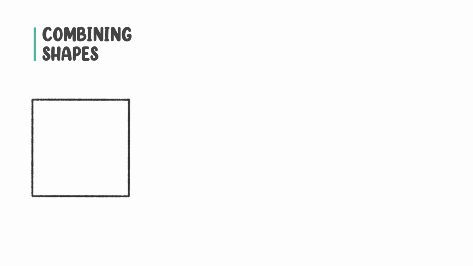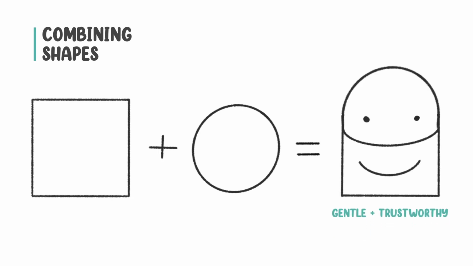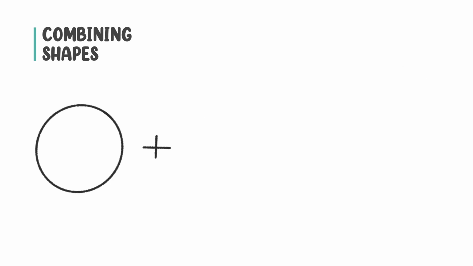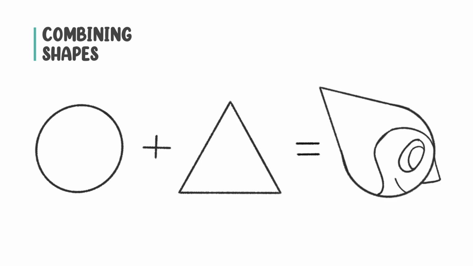And as I mentioned earlier, you don't just have to use one shape for your whole character. You can also combine the basic shapes to communicate more with your character. For example, you can combine a square and a circle to give off a gentle and trustworthy vibe. Or you could combine a circle and a triangle, which would give a character that feels happy and energetic.